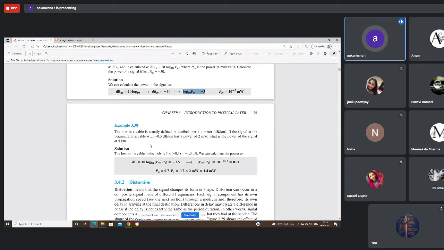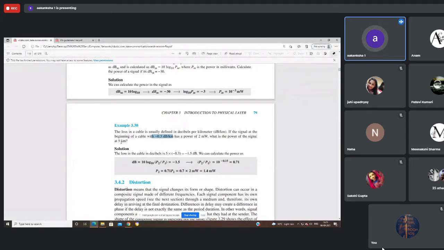So if the signal at the beginning of a cable has a loss of minus 0.3 decibels per kilometer, and it has a power of 2 milliwatts, what is the power of the signal at 5 kilometers? So we say the attenuation is, the loss in the cable in decibels is 5 into minus 0.3, because per kilometer the loss is defined as minus 0.3. So this is the loss per kilometer.